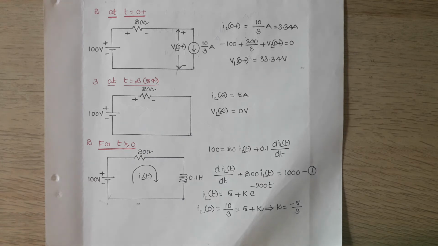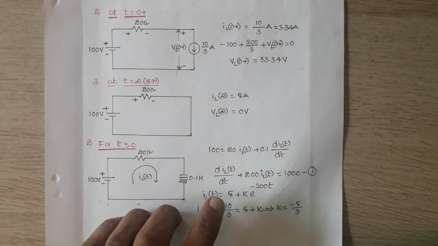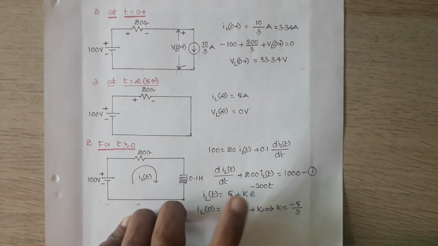The solution of that equation is IL of t equal to q by p plus k into e power minus pt, where p is 200 and q is 1000. So IL of t equal to 5 plus k into e power minus 200 t. Use the initial conditions, IL of 0, the current in the circuit, to get the value of k.